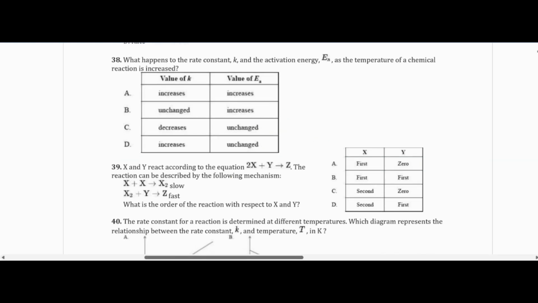38. What happens to the rate constant K and the activation energy as the temperature of a chemical reaction is increased? Well, the activation energy remains unchanged, and the value of K will increase as temperature increases. So that will be D.